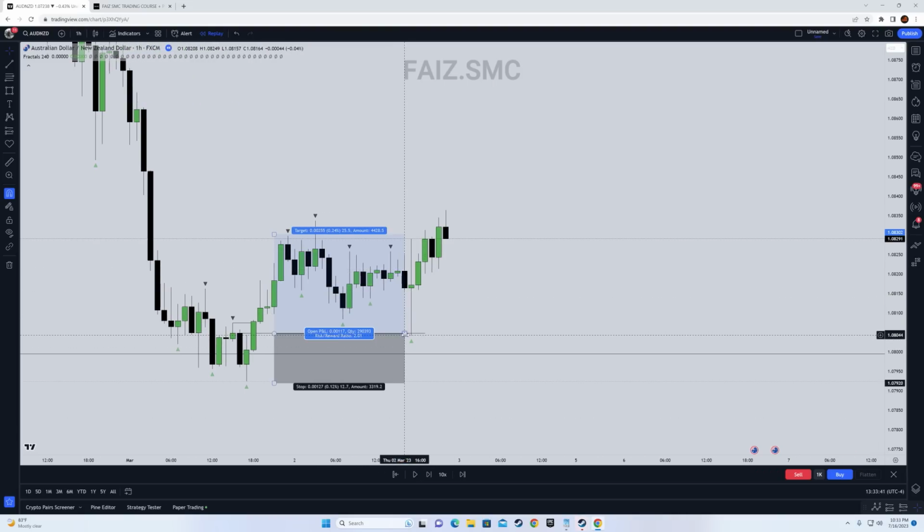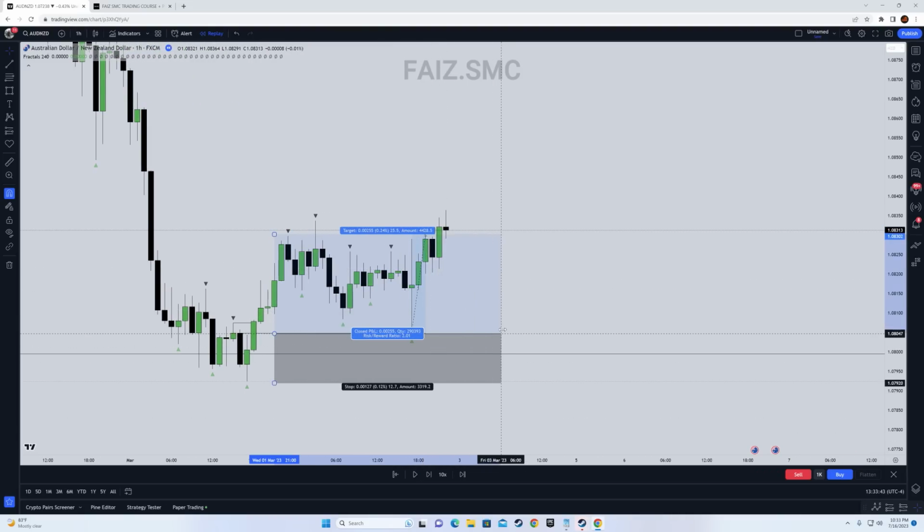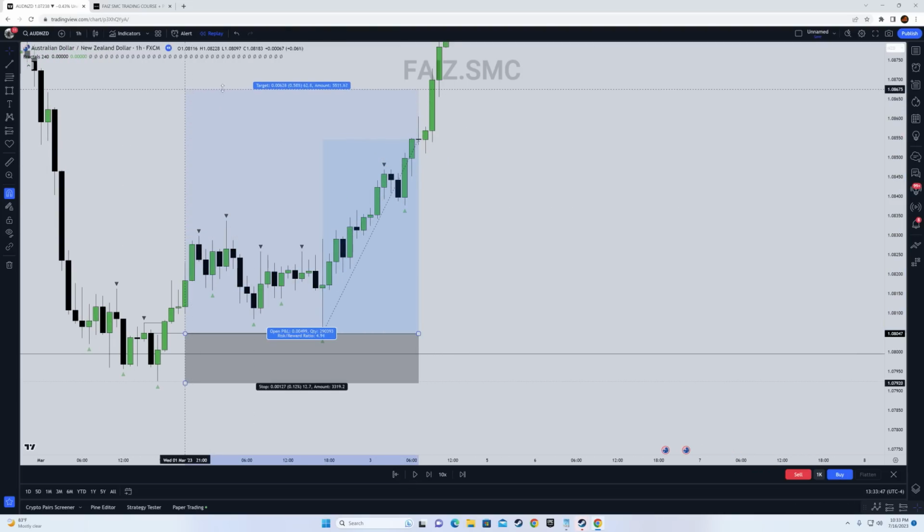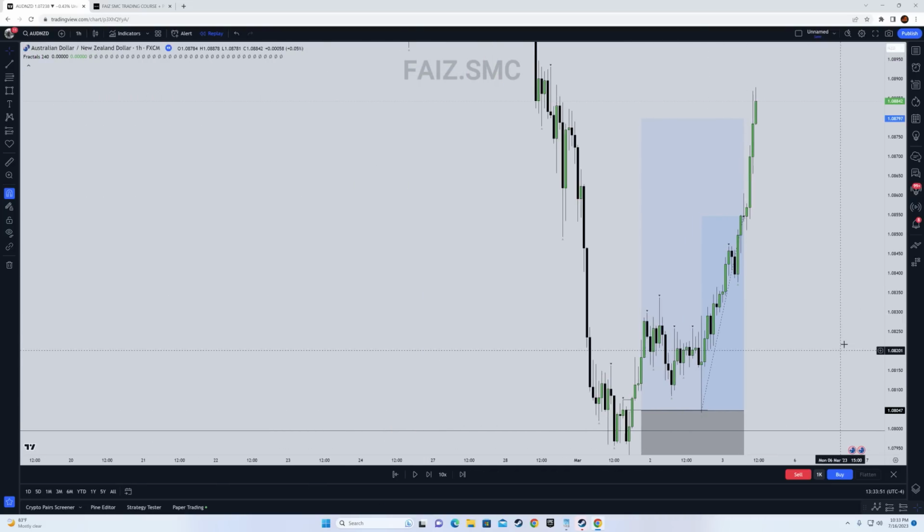We get the tap into our entry zone, and you can see that the take profit was hit. If we play this through, you can see you would have hit 1 to 3, 1 to 4, 1 to 5, and whatnot. So that's pretty much it for the video, guys.